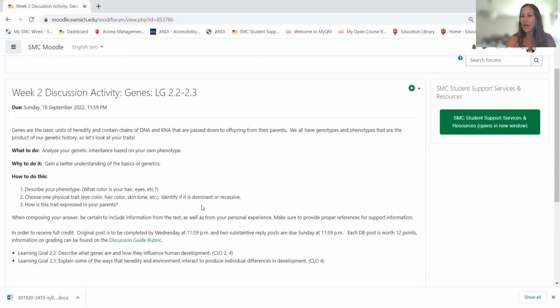And then identify if that is a dominant or a recessive gene. That can be found in your textbook or online. So look that up and discuss that. And then the other thing I want you to do is talk about the application of this. So how is this trait expressed in your parents? If I were going to be doing this, I would be talking about my dad who has dark hair and dark eyes, my mom who has more blonde hair and blue eyes, and then I am the product of that union. So I would talk about that in an example.